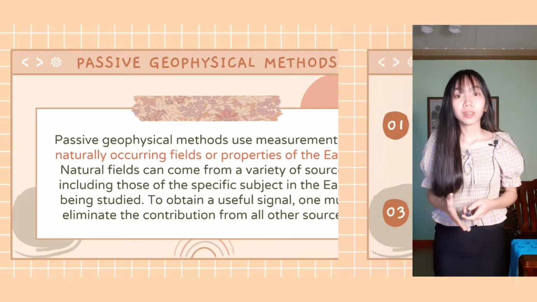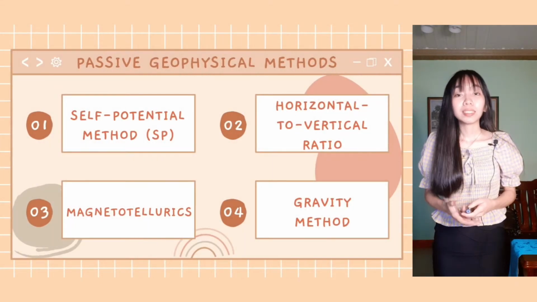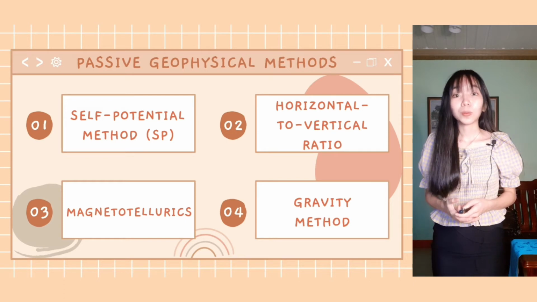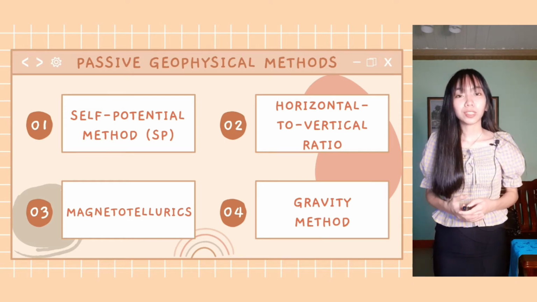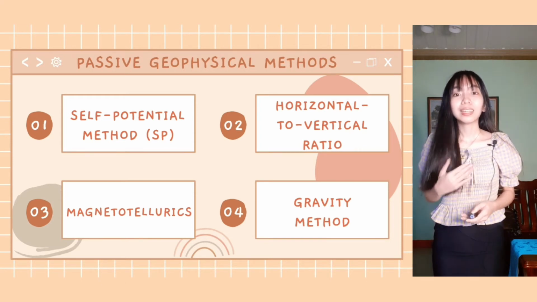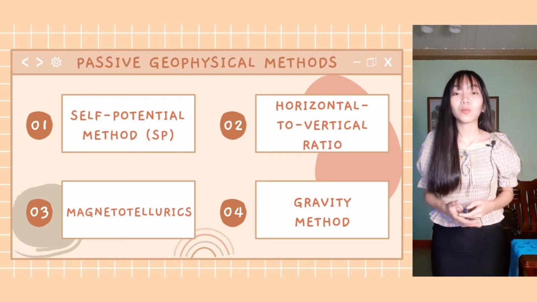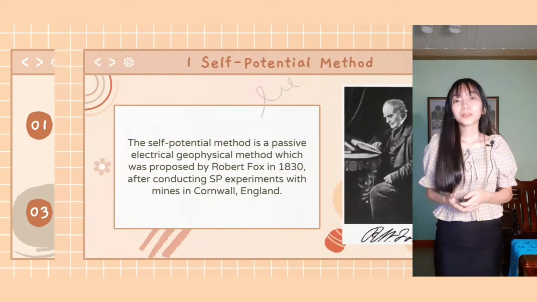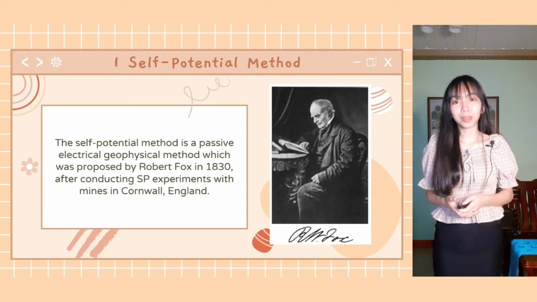The following are classified as passive geophysical methods. 1. Self-potential method. 2. Horizontal to vertical ratio method. 3. Magnetotellurics. And 4. Gravity method. So let's talk about these one by one. First, let's have the self-potential method.